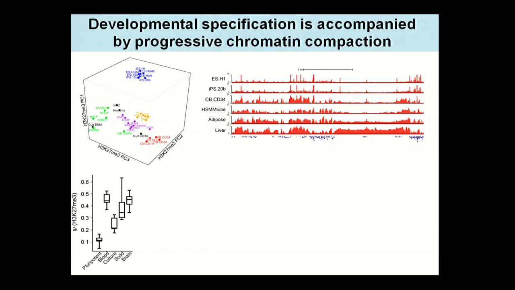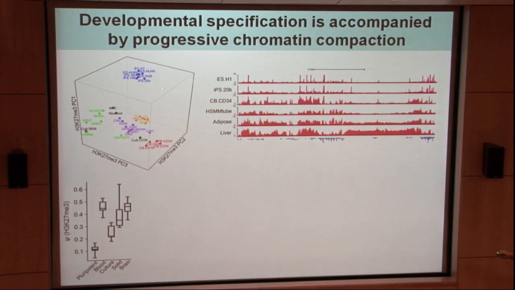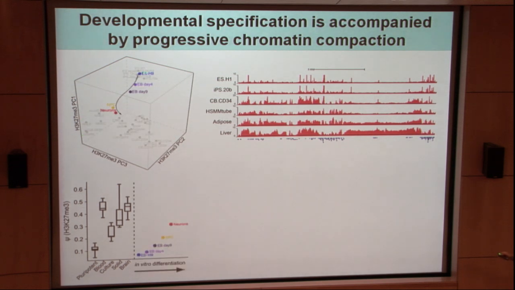What about developmental specification, looking at ES cells, which are pluripotent, versus all other cells, which are really differentiated? There's a striking difference in K27ME3, a repressive chromatin mark. In ES cells you see very sharp peaks of K27, but in differentiated cells the peaks are much broader. This reflects a large-scale reorganization, and we think a compaction of the genome, that occurs during development. We can actually observe this occurring as you differentiate ES cells into neurons.